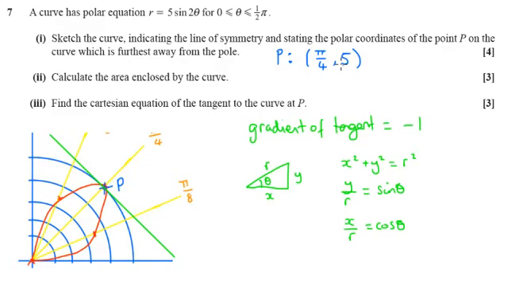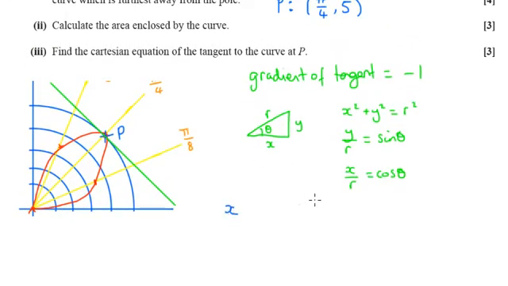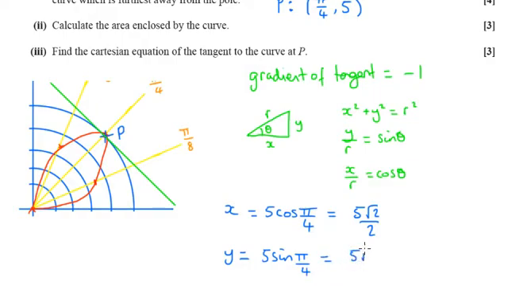And now we can substitute in theta equals pi over 4 to work out x and y. So x is then going to be 5 for r, 5 cos pi over 4. And cos of pi over 4 is root 2 over 2, so we're going to get 5 root 2 over 2. y is going to be 5 sine pi over 4, and that's the same. Sine and cos of pi over 4 are equal. So 5 root 2 over 2 again.